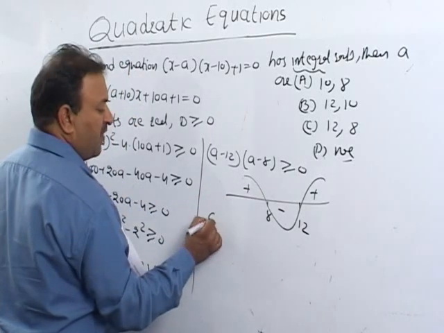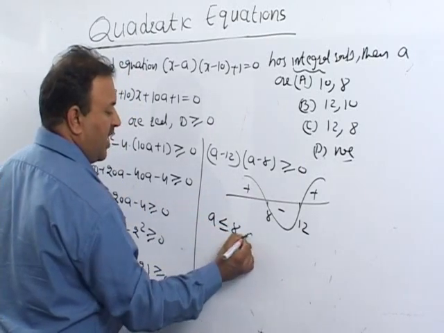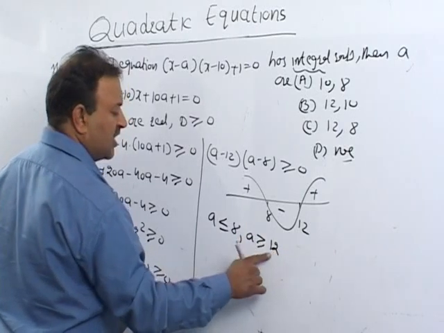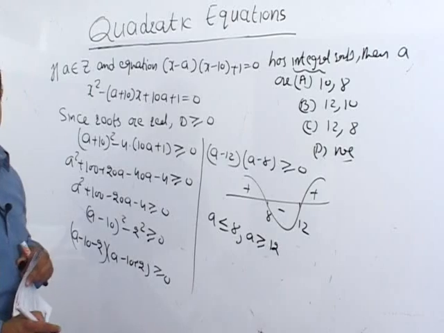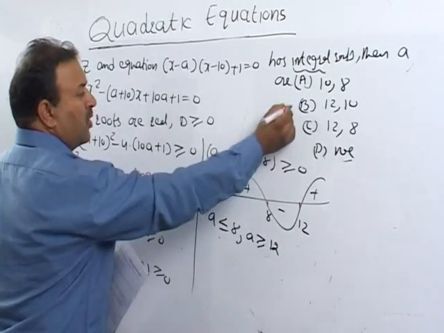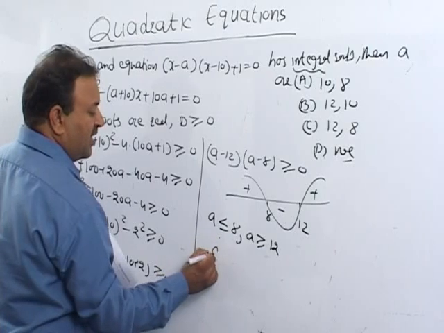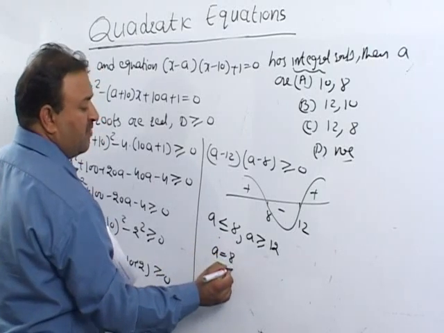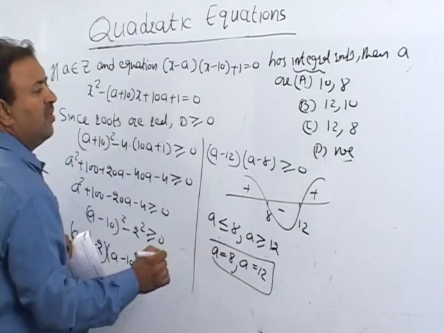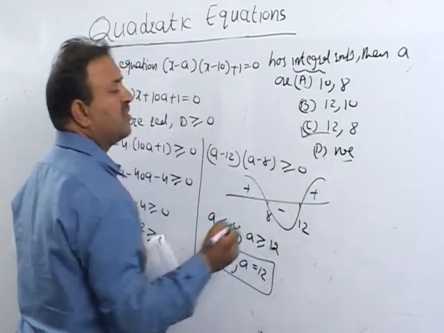Now here we can say the value of a will be less than 8 or greater than 12. The values of a which satisfy it are a less than or equal to 8 and a greater than or equal to 12. So looking at the given options, a equal to 8 will be one value and a equal to 12 will be another value. That is, the right option is C.